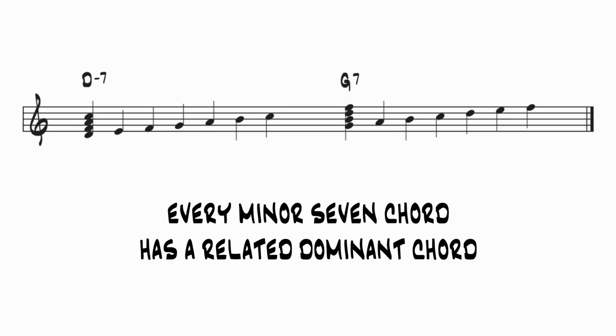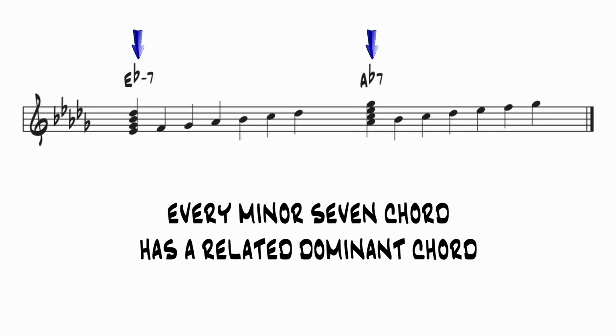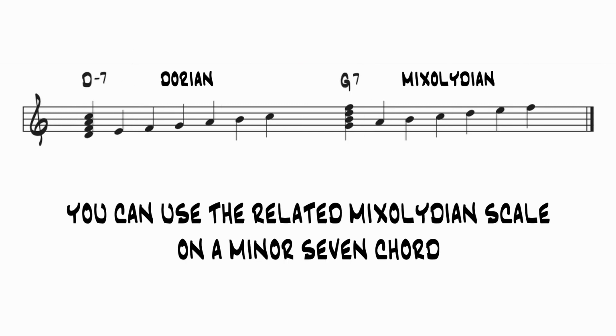Every minor 7 chord has a related dominant 7 chord that comes from the same key or pool of notes. For the D minor 7 chord, the related dominant chord is G7, and for the E flat minor 7 chord, the related dominant chord is A flat 7. So you can use the Mixolydian scales that are associated with dominant chords. D Dorian and G Mixolydian contain the same notes, but thinking of one or the other changes the emphasis of the notes in your lines.